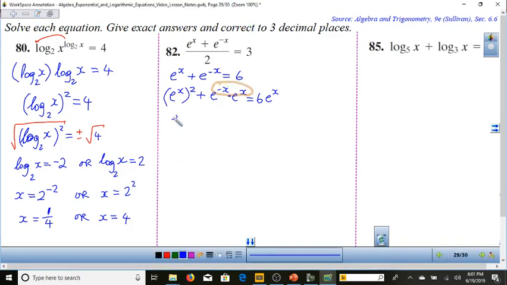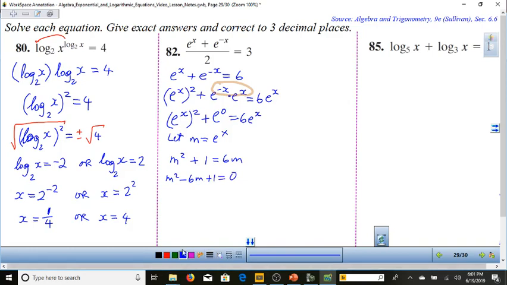So I end up with e to the x squared plus e to the 0 equal to 6e to the x. And if I let m equal e to the x, I end up with m squared plus 1 equal to 6m. And there we have m squared minus 6m plus 1 equal to 0. And that we just solve using the quadratic formula: negative b plus or minus the square root of b squared minus 4 times a times c, over 2a.